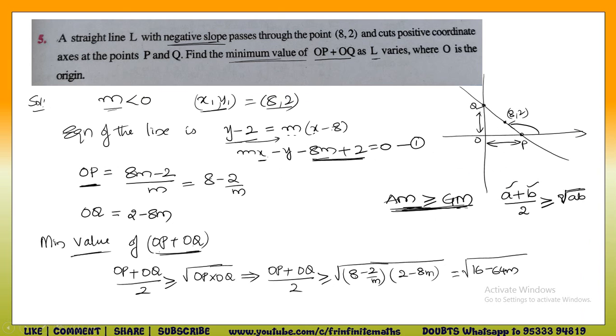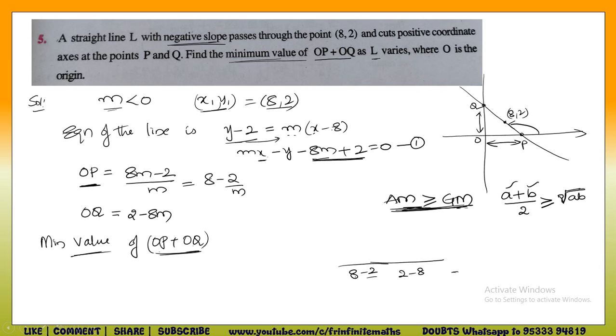Sorry, instead of taking these terms directly, we can't remove those variables. So first of all, we are going to find the value of OP plus OQ, and based on that we are going to apply the AM-GM inequality. What is the value of OP plus OQ? OP plus OQ is nothing but 8 minus 2 by m plus 2 minus 8m.